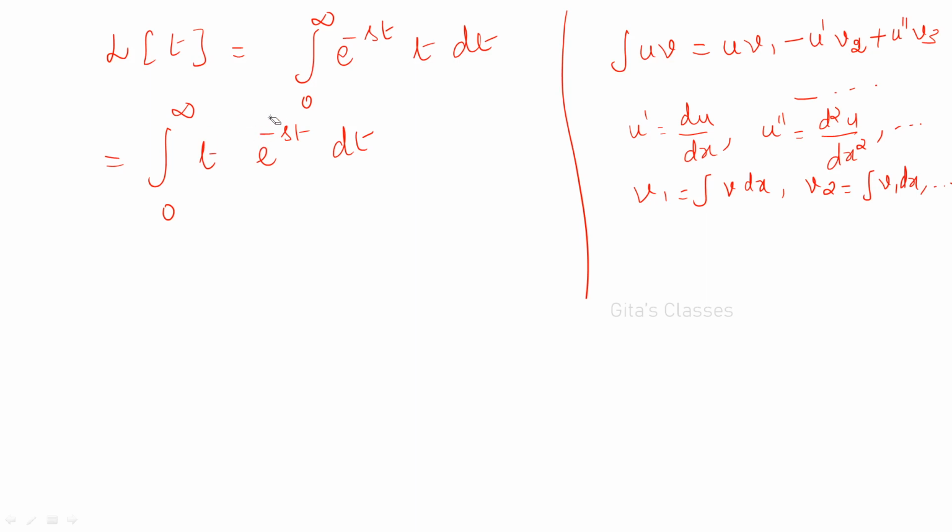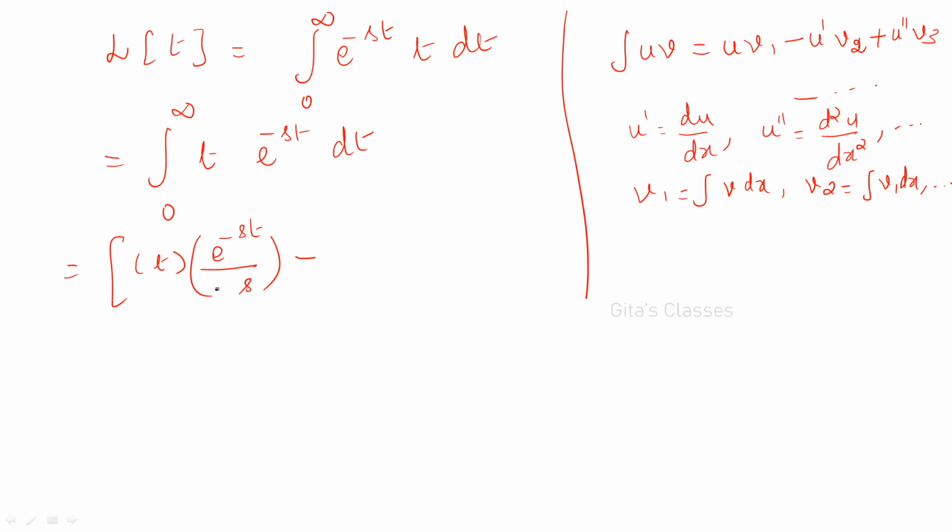This is the first function, and e power minus st is v. So it is u into integral of v. U is t. Just write the first function u as it is, and e power minus st you have to integrate. v1 is the integral of v dx. So e power minus st by minus s you write in the second bracket.